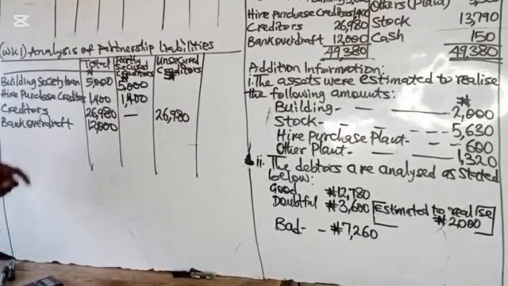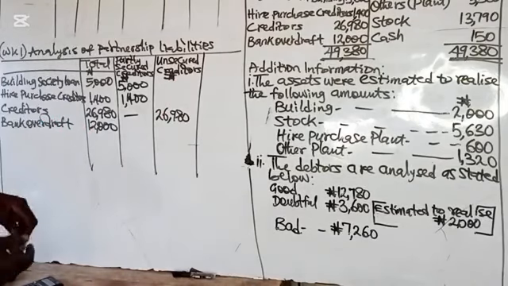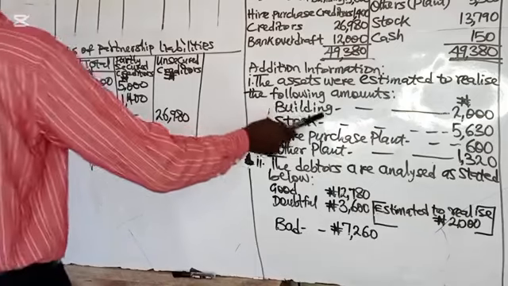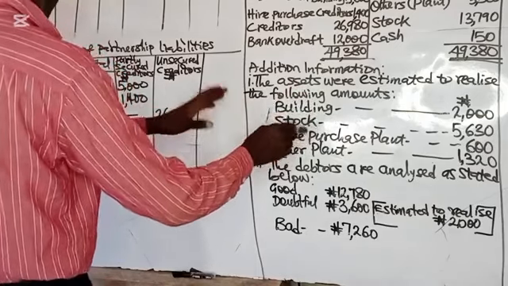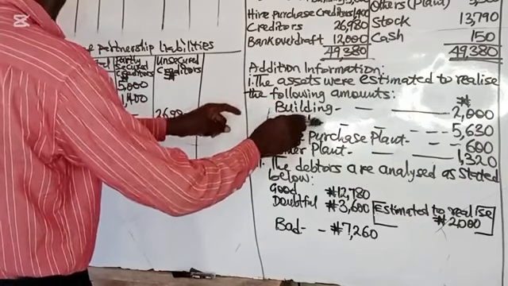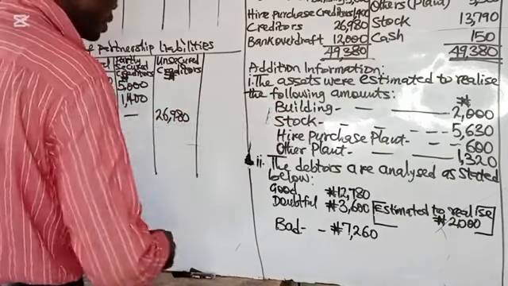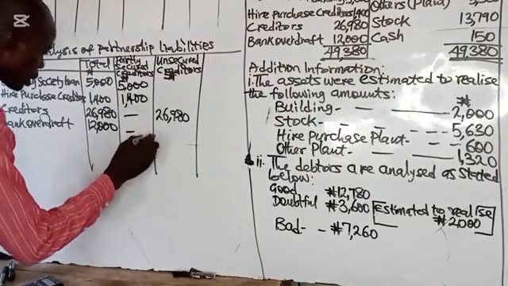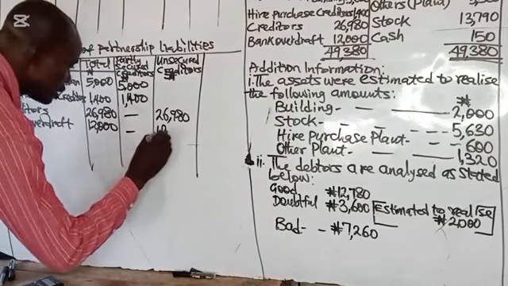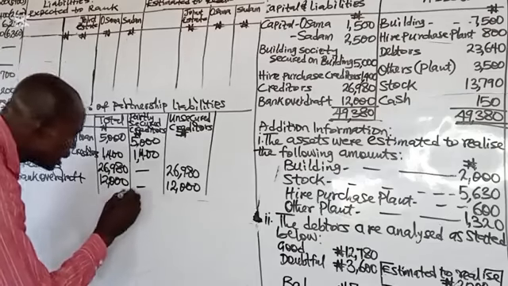The bank overdraft. Bank overdraft does not have any collateral as well, since there is no collateral for the partnership bank overdraft, not the individual bank overdraft. As a result of that, the bank overdraft will equally be ranked as unsecured creditors. So 12,000.